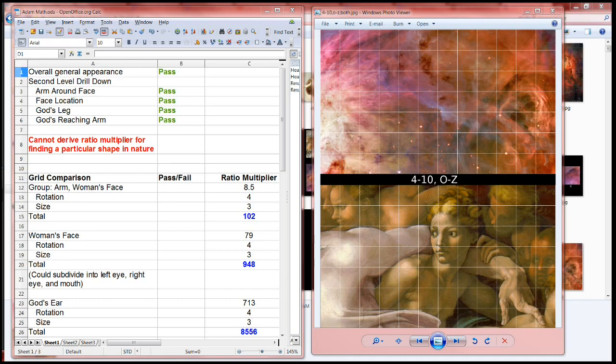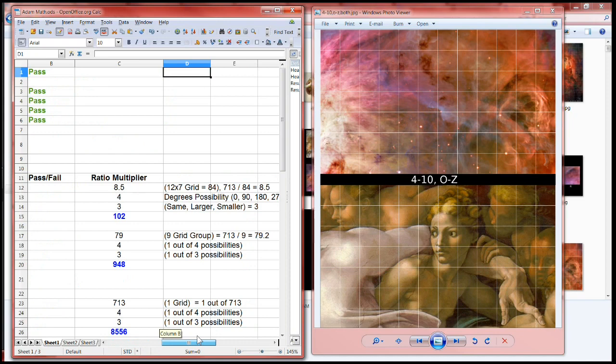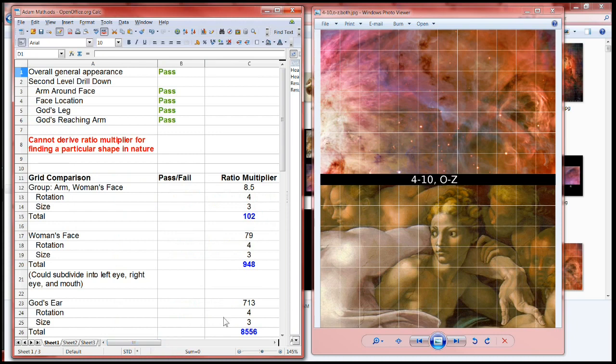So as we start breaking this thing down into smaller subsections, the first thing that we want to take a look at is a smaller subgroup of the larger image. What we have right here is the same grids, 4 through 10 and O through Z. And we have an 8.5 multiplier. The reason is that we have a 12 by 7 grid, which is equal to 84 grids, and 713 divided by 84 is 8.5, so we have an 8.5 ratio multiplier.